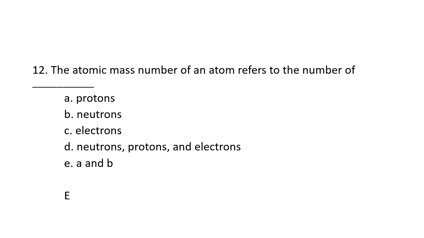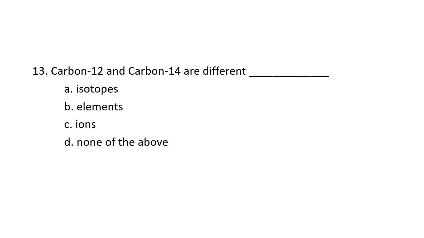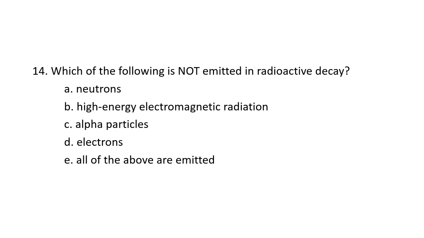So that is E. Number 13, carbon-12 and carbon-14 are both carbon, but they are different isotopes of carbon. Remember, an isotope has different numbers of neutrons. Number 14, which of the following is not emitted in radioactive decay? That would be A, neutrons.